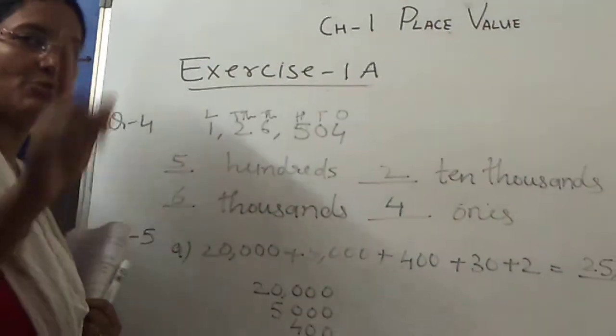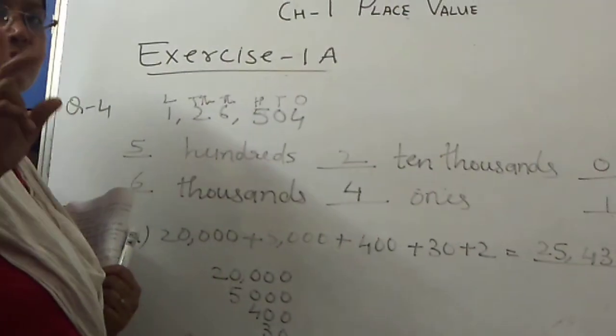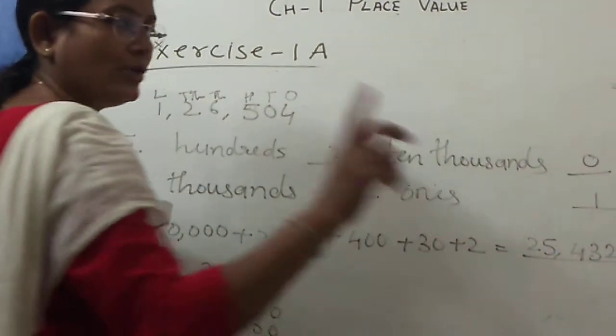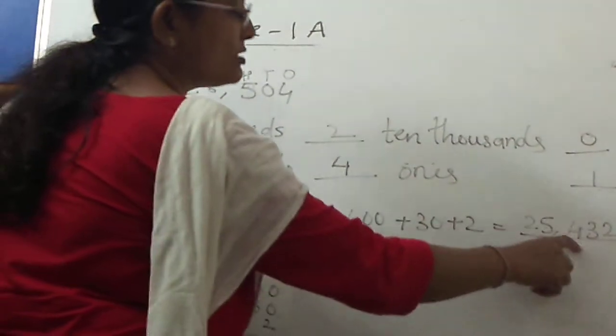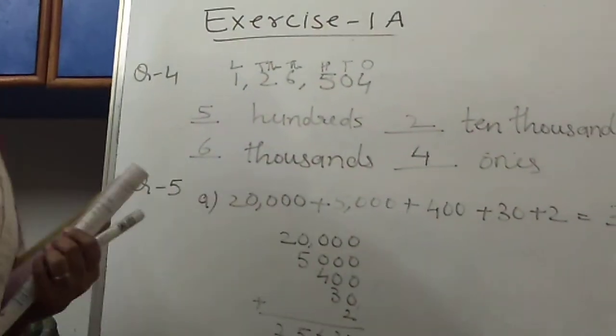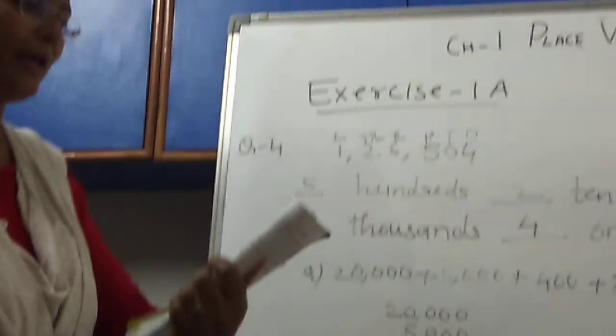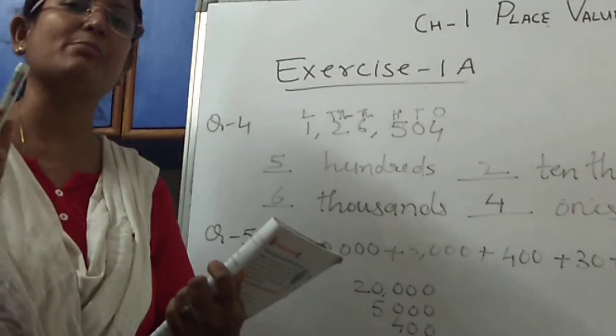Otherwise directly also you can add if you know how to add it. 20,000 plus 5,000, 25,000. 25,000 plus 400, 25,400. 30 plus 2, 32. 25,400 plus 32, that is 25,432. Okay. This way also you can add. This is question number 5. Same method you have to follow for all the sums in question number 5.